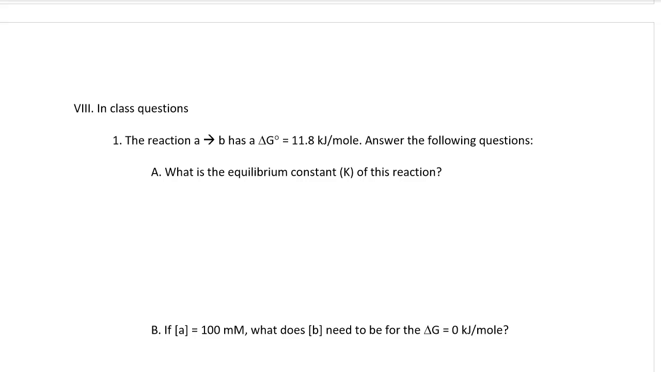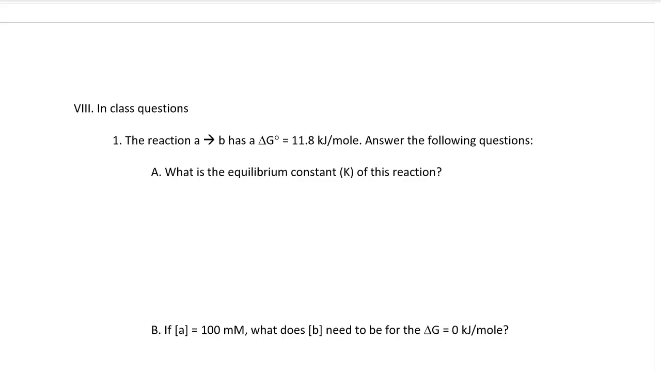Okay, so some example questions that we're going to go over in this video. So let's take a look. The reaction A to B has a delta G standard of 11.8 kilojoules per mole. Answer the following questions. Before I even start, I am going to go ahead and write our equation down.